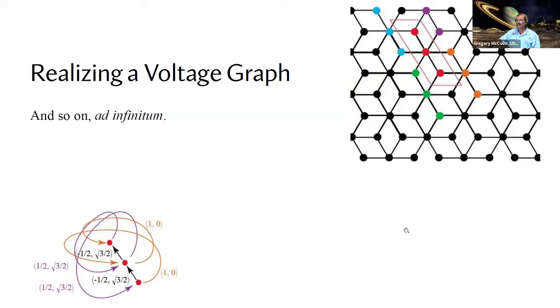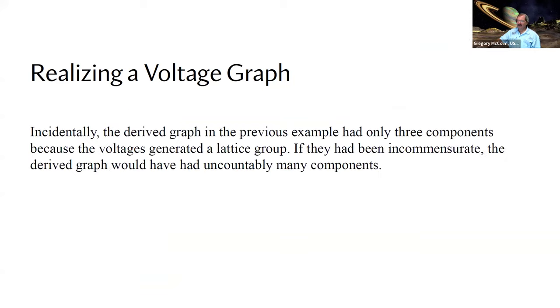So this is how to get a single component of the derived graph from the voltage graph. And usually, since you want something connected, this is actually what you're after. Okay. The thing is that you can have a huge number of components of the derived graph. Actually, the derived graph would have had countably many components.